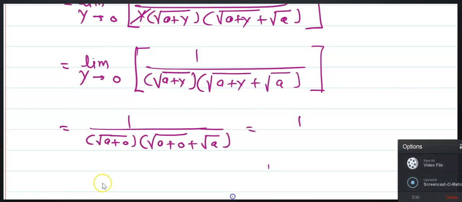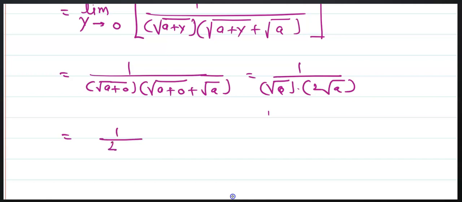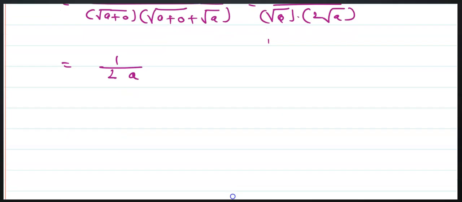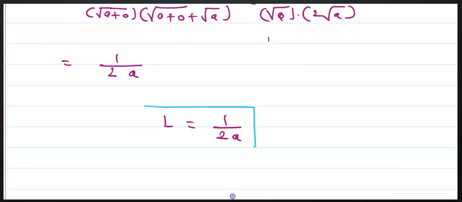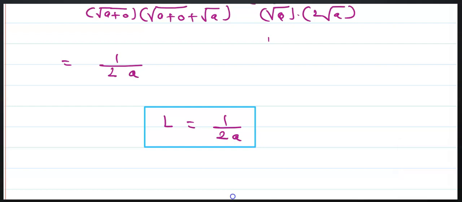This is root a plus root a, that is 2 times root a, into root a. So it is 2 root a into again root a, that is 1 upon 2a. This is the final answer. Let's see the next example.